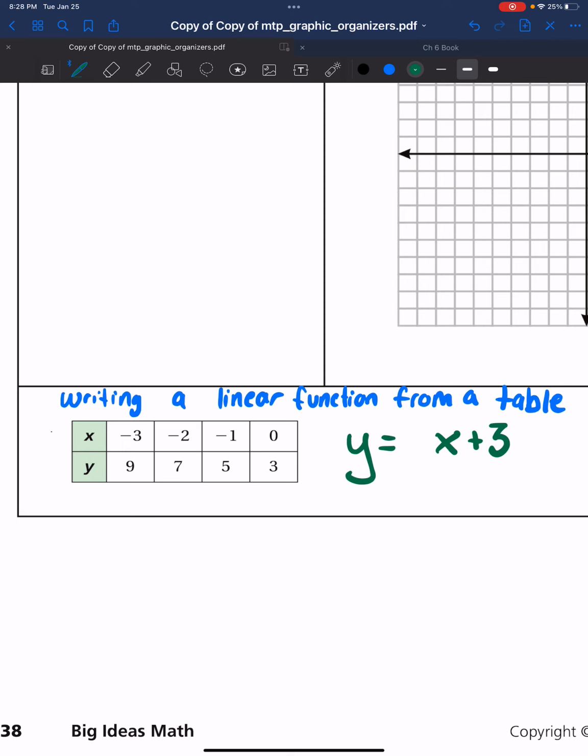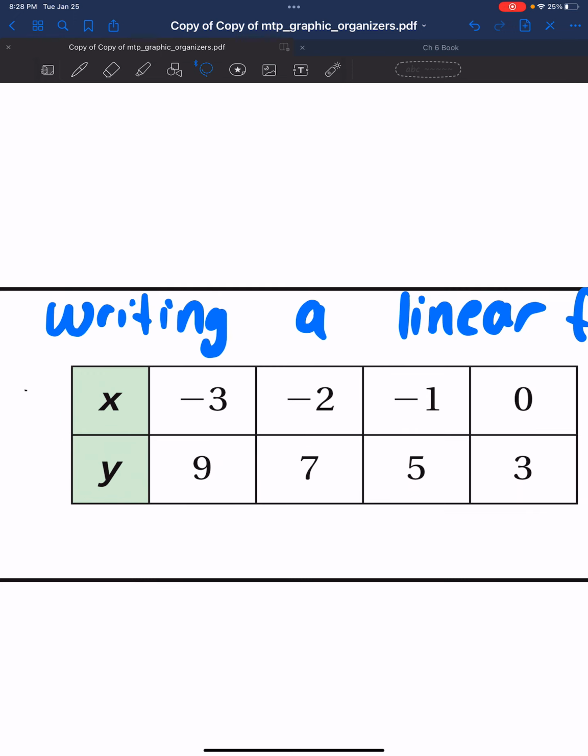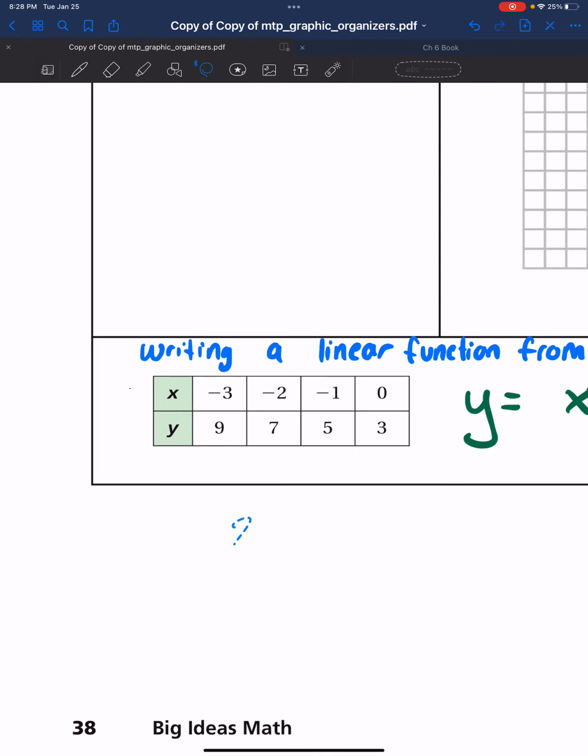Let's go find slope. Slope is the change in y's over the change in x's. Does it matter which ones I pick? No, as long as I go the same directions, right? Mm-hmm. So what I like to do is I like to just say, let's just take 9 minus 7. What is 9 minus 7? 2. Oh, that's why. 9 minus 7 is 2.